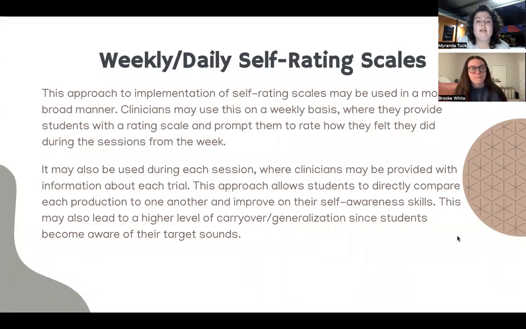So up next, we have weekly or daily self-rating skills. This approach to self-rating skills can be used in a more broad or general manner. Clinicians may use this on a weekly basis where they provide students with a rating scale and prompt them to rate how they felt they did during the sessions from the week as a whole. It may also be used during each session where clinicians may be provided with information about each trial. This approach allows students to directly compare each production to one another and improve their self-awareness and their distinction abilities. This may also lead to a higher level of carryover and generalization since students become much more aware of their target sounds.